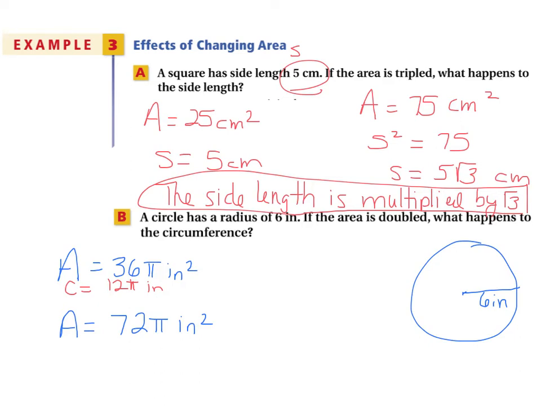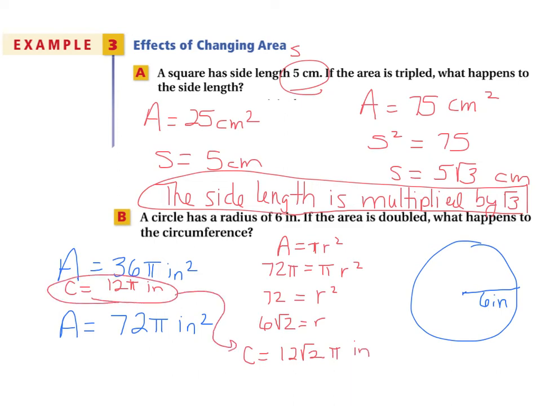Well, we have to find the radius, so I'm going to take A equals pi r squared. I'm going to plug in my 72 pi equals pi r squared. That gives me r squared equals 72. And the square root of 72 gives me 6 root 2. So now I have to plug that in and find my circumference. So circumference would be, what? Well, if I multiply it by 2, I get 12 root 2 pi inches.